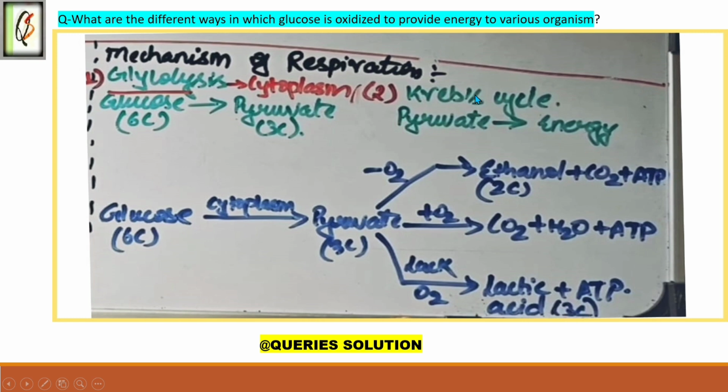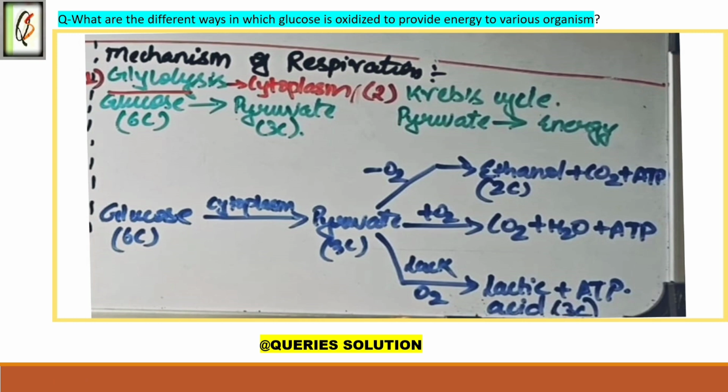So we don't need to understand the Krebs cycle in detail, but at least this much we should be aware of: when pyruvate gets broken down into different versions to produce energy, that is what we call the Krebs cycle. We have learned by now that in the absence of oxygen, pyruvate breaks down into alcohol, which is ethanol, along with CO2 and ATP molecules, and only two ATP molecules.